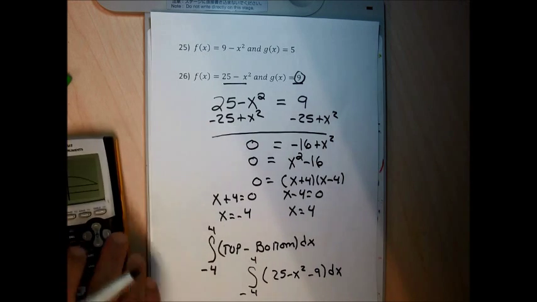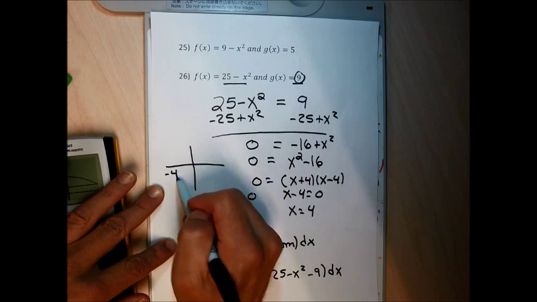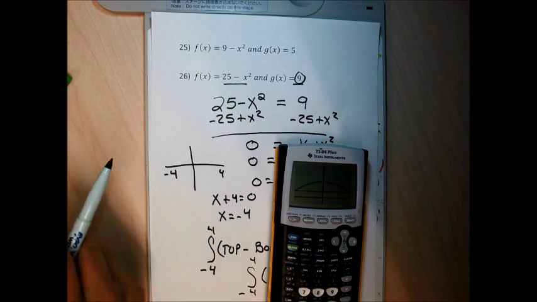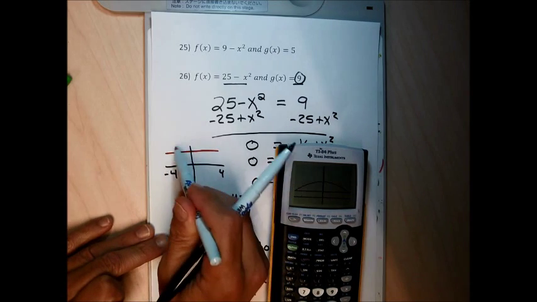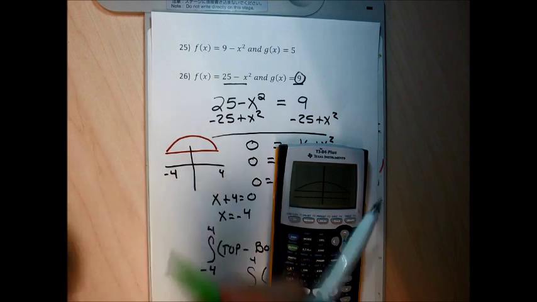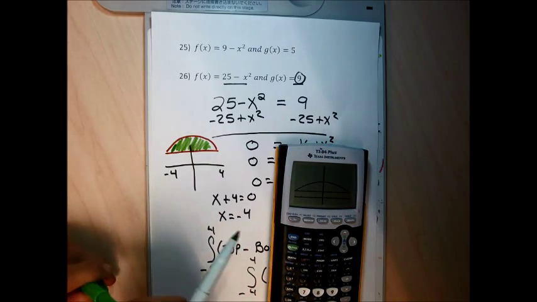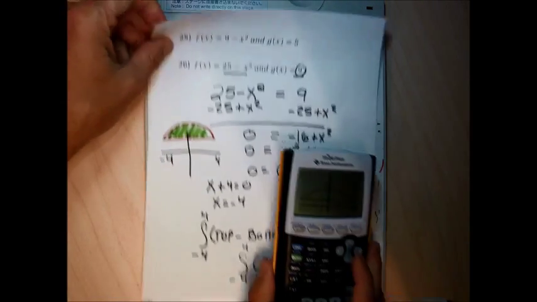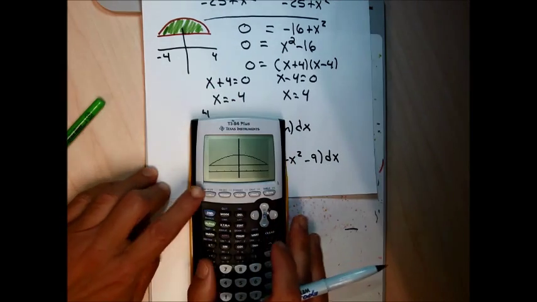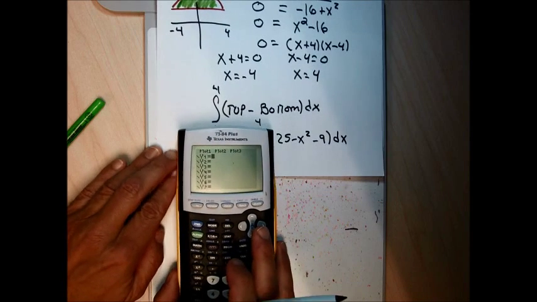So my goal is to find this area. So I go between -4 and 4. I have a line and a parabola that intersects something like that. My goal is to find this area, and the way we find this area on our calculator is we enter the top function minus the bottom function in my y1 and integrate it. So let me clear out the functions that are in there. They won't help me find this area.